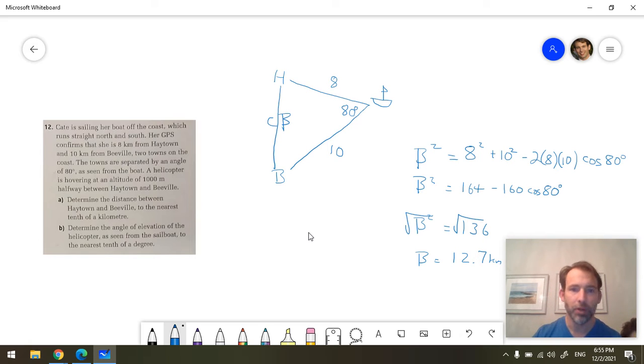So this copter is right in between them, and that's going to create some funky triangles. So let's take a look at those triangles.